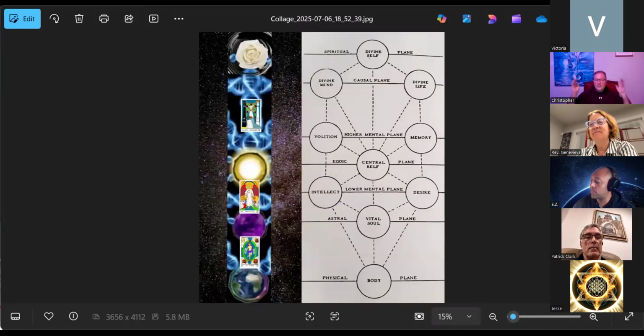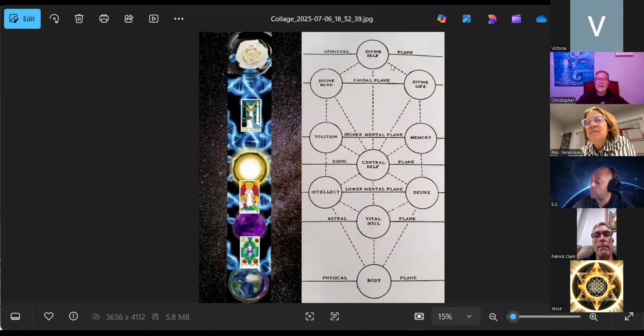All right. So here is the simple tree next to the middle pillar. Okay? At the height, the crown, we've got the divine self, the spiritual plane. Coming down, the next sphere is divine life, divine mind, the causal plane. In memory and volition, the higher mental plane. In the heart, the central self of the egoic plane. And this is the I, not the modern interpretation of ego. That's basically everything below here.